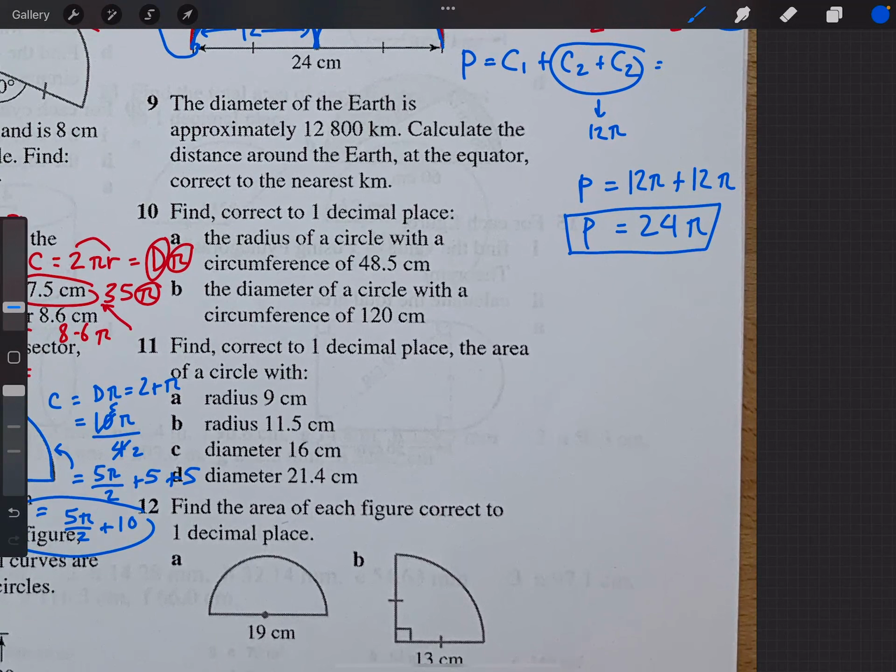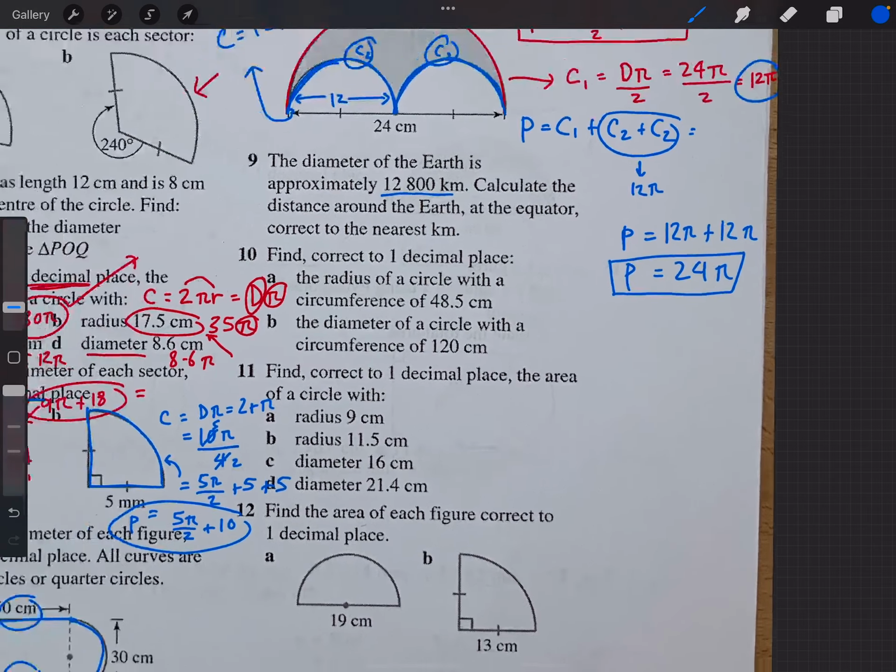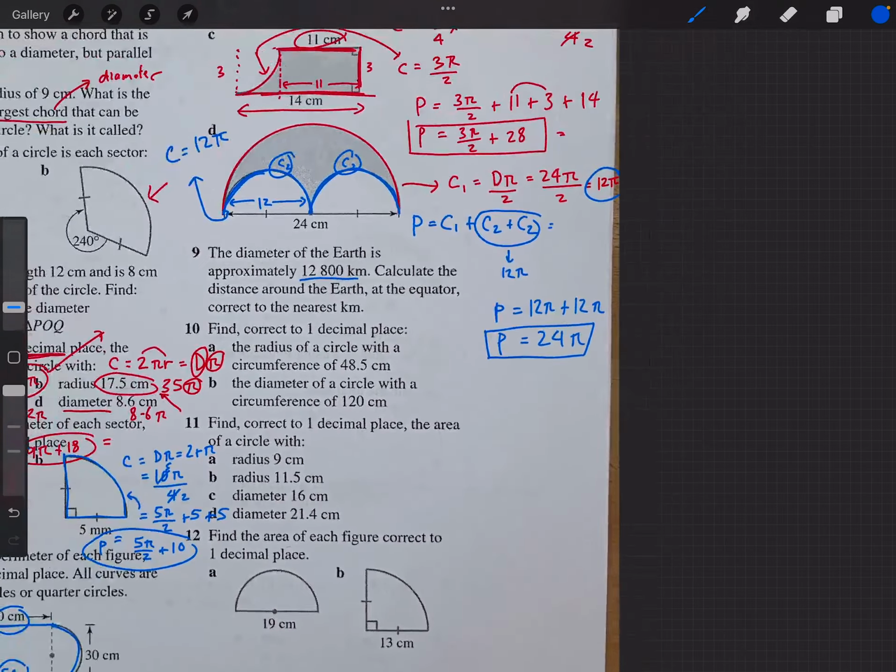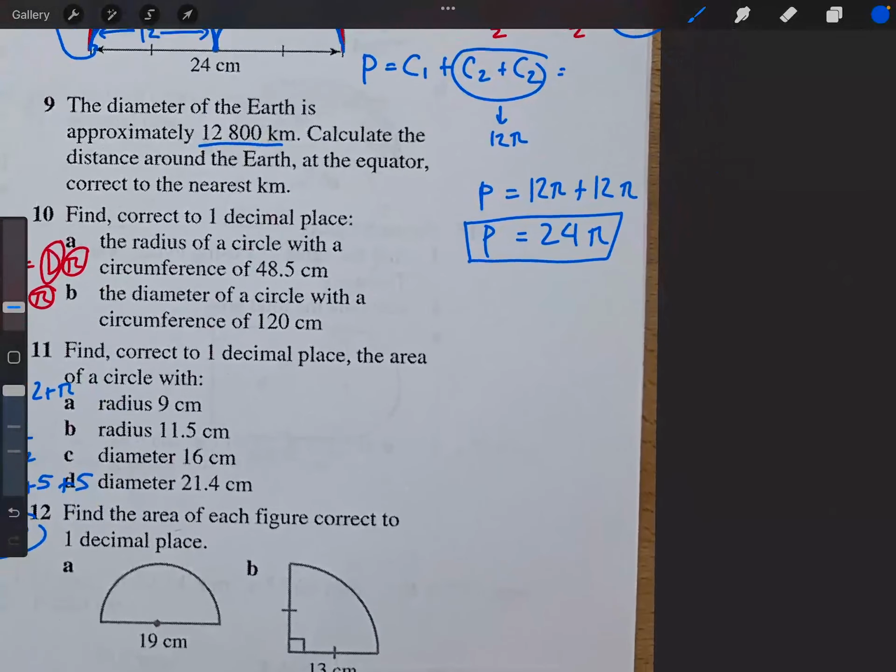Question 9. The diameter of the Earth is approximately 12,800 kilometers. Calculate the distance around the Earth at the equator correct to the nearest kilometer. So I might have to rub out some of this stuff. There's no room here.